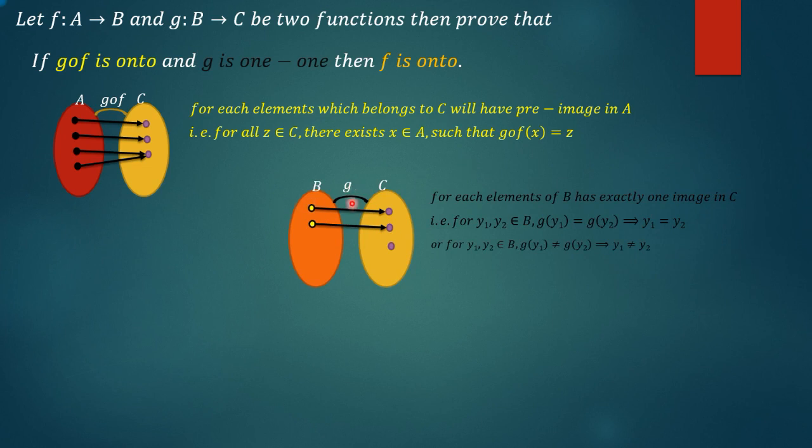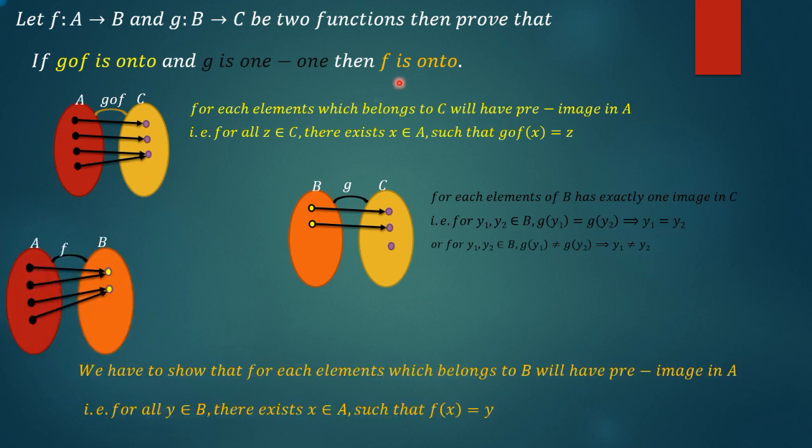It is clear that g is a mapping from set B to C. Then if g is 1-1, this implies each element of set B has exactly one image in set C. That is, for y1, y2 belongs to set B, if g of y1 is equal to g of y2, then y1 will be equal to y2. We have to prove f is onto also, that is, f of x is equal to y. This quantity we have to prove.